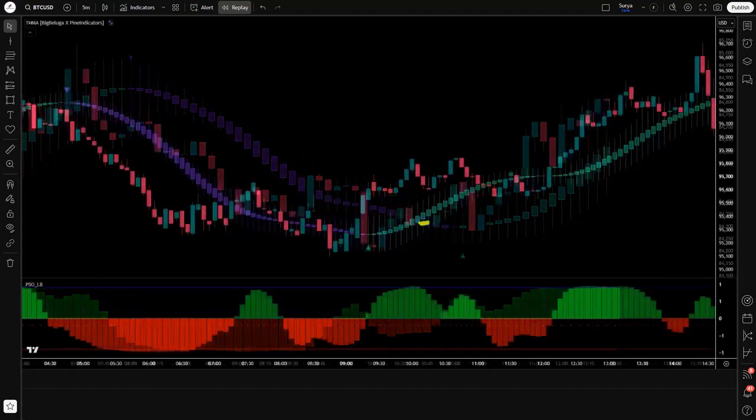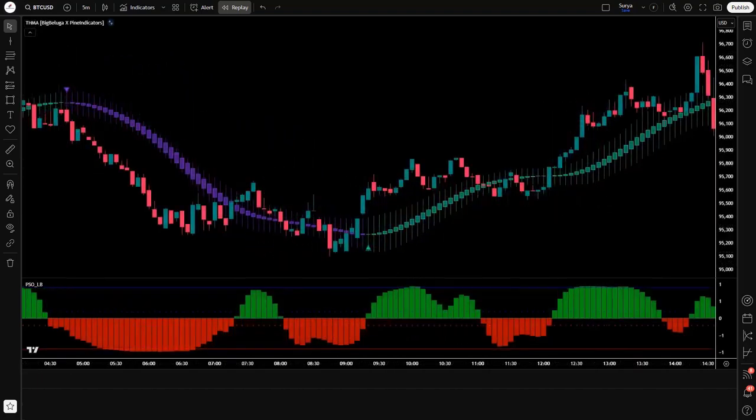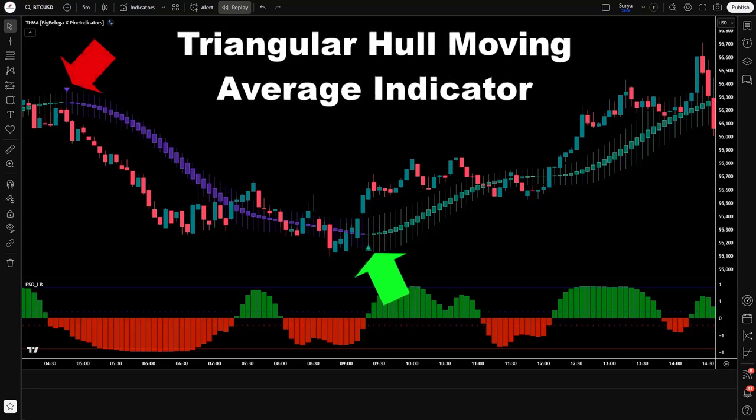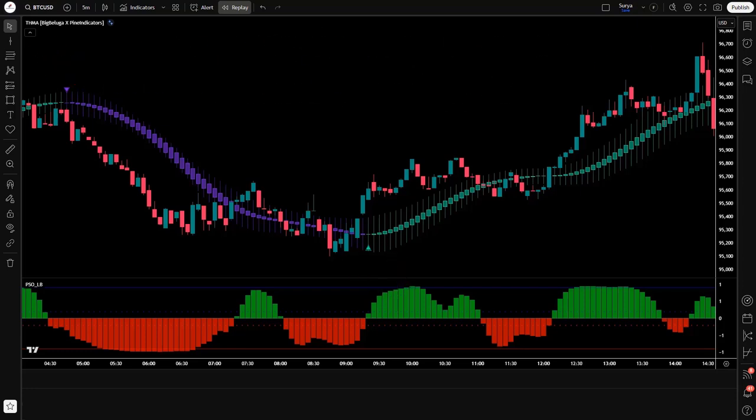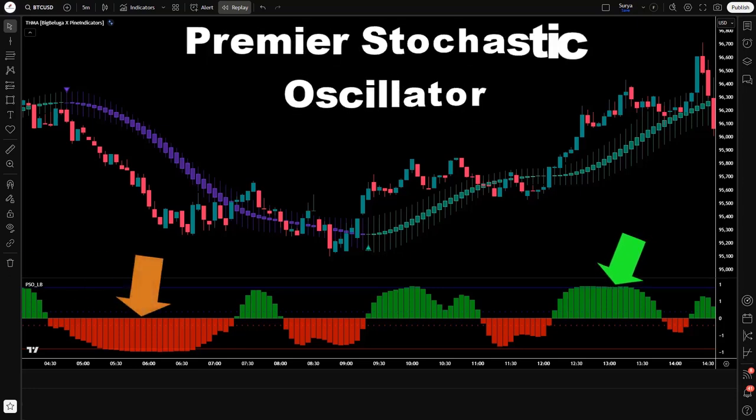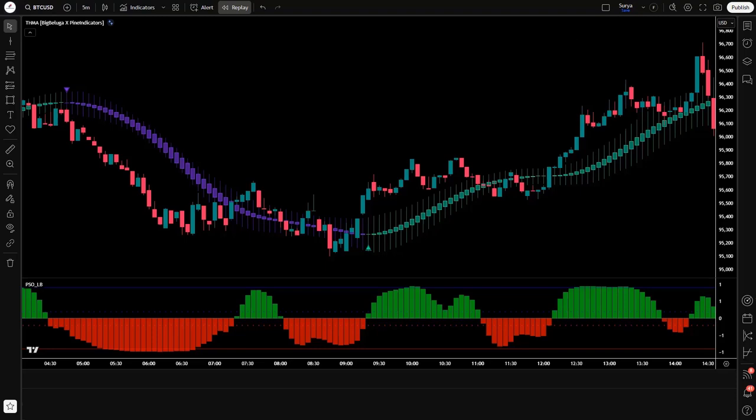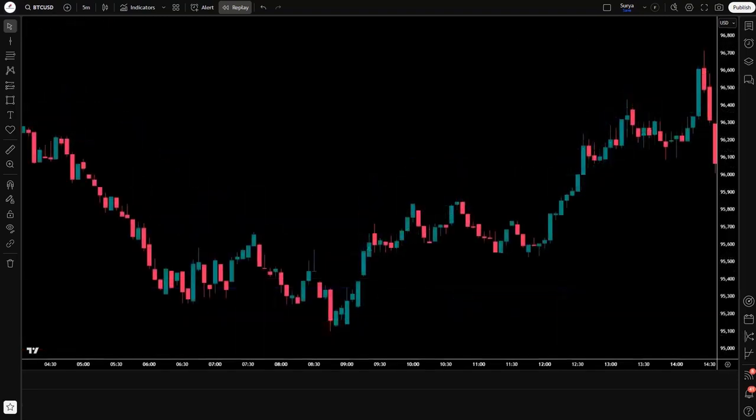First of all, let's learn about trading tools. The indicator that appears in the chart as buy arrow and sell arrow is called the triangular hull moving average indicator. And the green histogram and red histogram indicators that appear in the chart are called the premier stochastic oscillator. Now let us tell you how we want to trade.